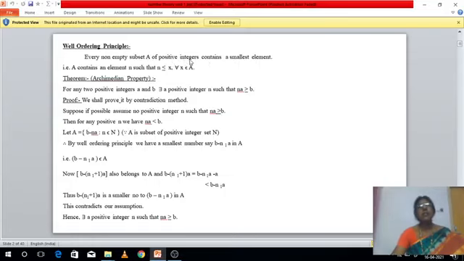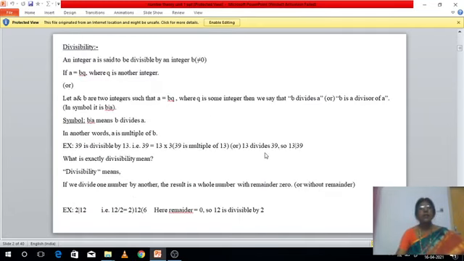So the positive integer set is N. Every subset of N has a smallest element. That is the well ordering principle.